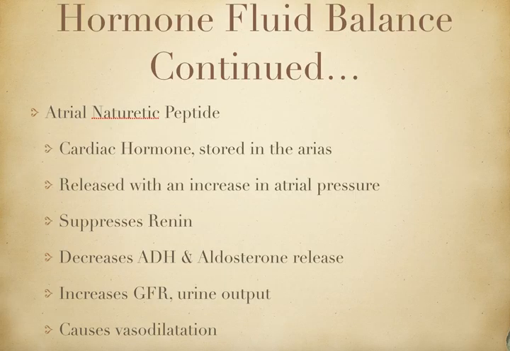One last thing for hormone fluid balance I want to touch on is atrial natriuretic peptide. It counters the RAS system by lowering blood pressure, by reducing blood volume, through increasing urine output. By increasing urine output, we increase the loss of sodium and water. That's kind of it in a nutshell.